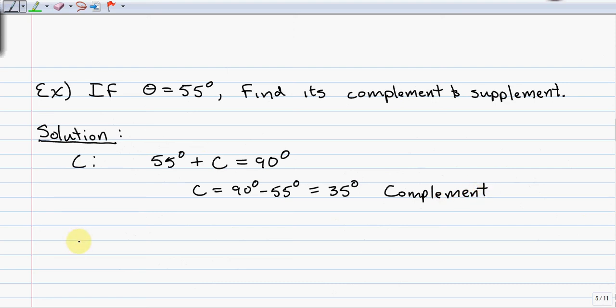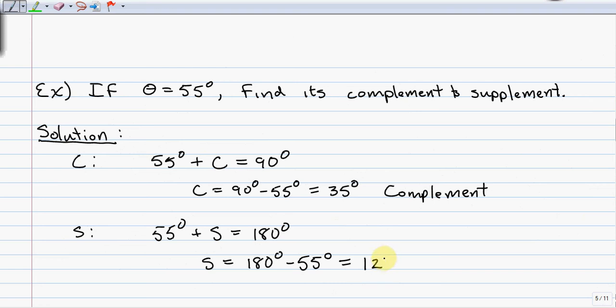For its supplement, we do the same thing. 55 degrees plus its supplement has to add up to 180 degrees. So again, solving in a very similar manner, just subtracting that 55 from both sides, we're going to get 125. So its supplement is 125 degrees.